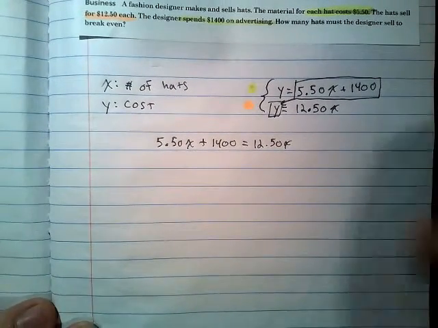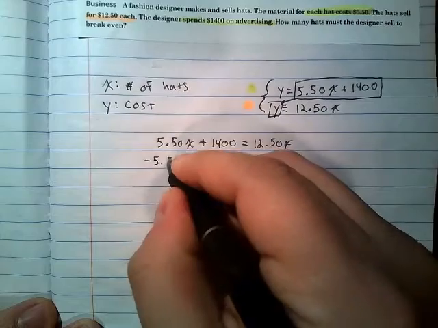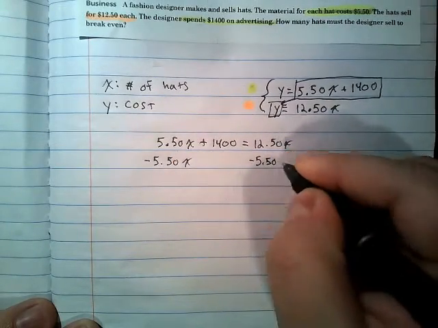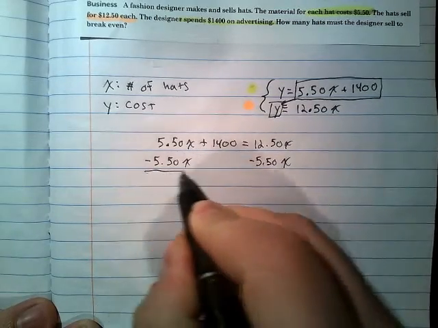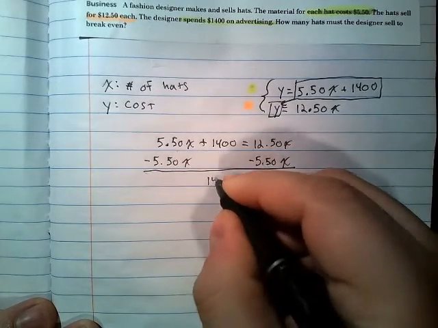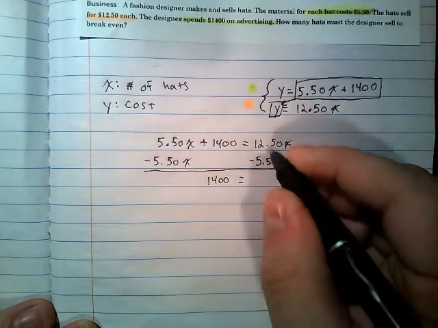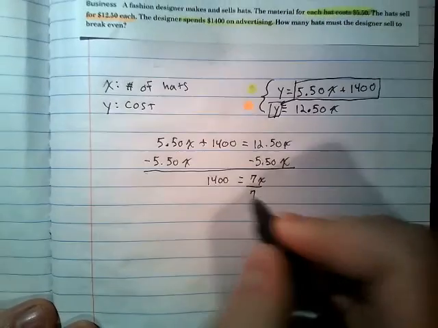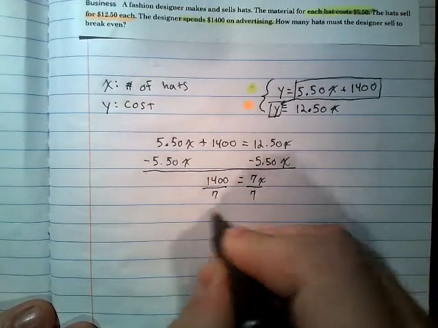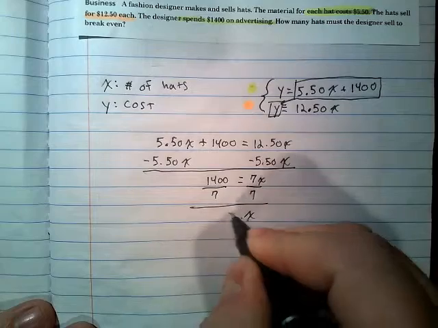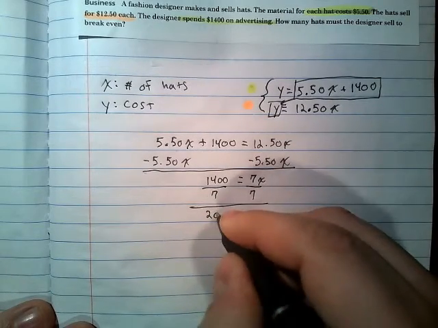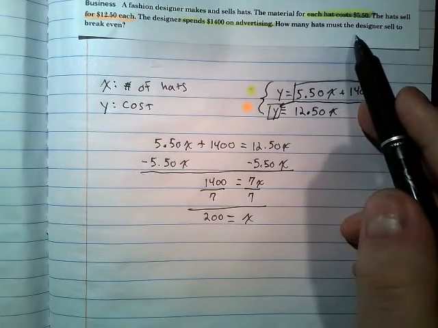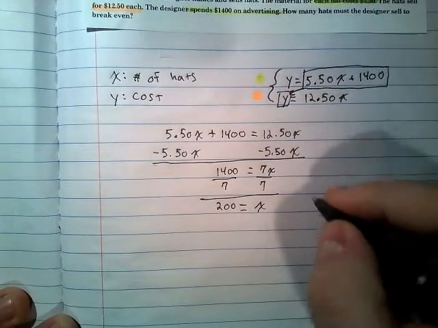And then I go through solving it. I'm subtracting the 5.5x from both sides. That gives me 1400 is equal to 7x. Divided by 7, and x is going to equal 200. So after 200 hats, right? How many hats must a designer sell to break even? Well, 200 hats.